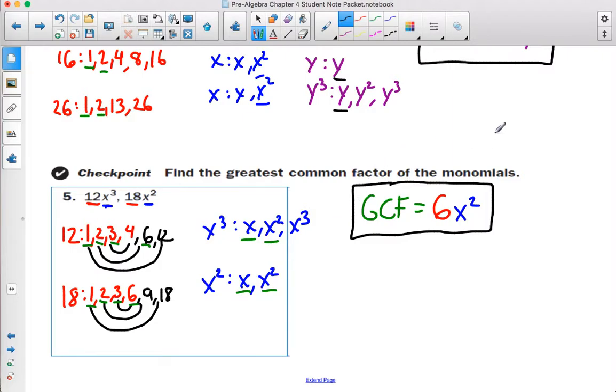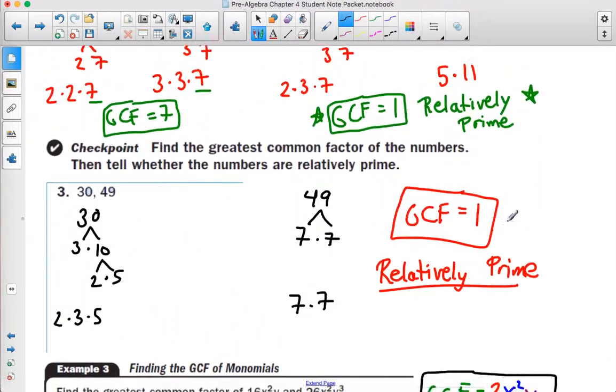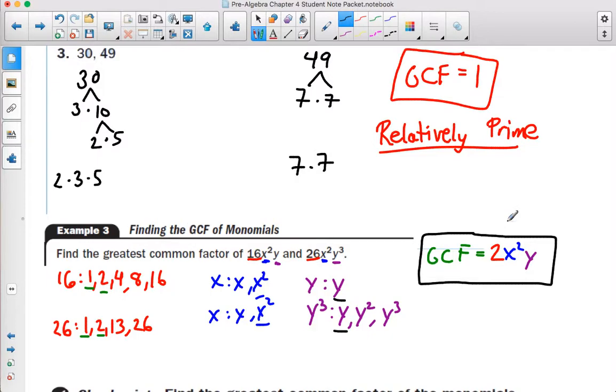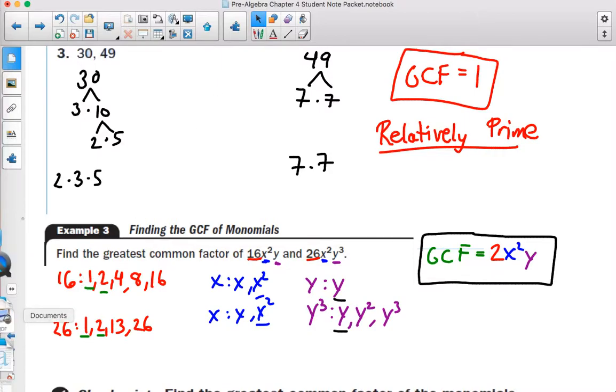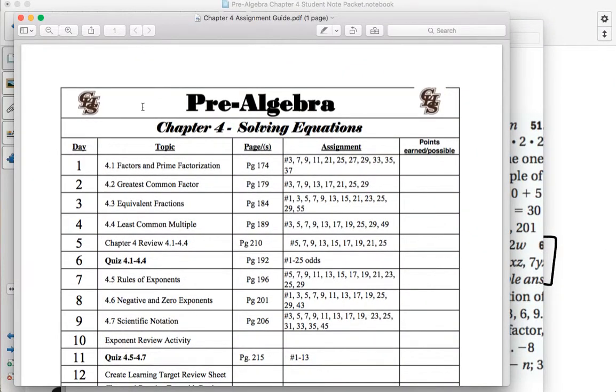That is the end of our notes for 4.2. So have those filled in. I'll check it to see how it went when I'm back. The last part then is going to be working on the homework. So for the rest of the day, you have time right now to be working on the homework. The homework is day 2 on the assignment sheet. It's on 4.2, greatest common factor. It's page 179. The numbers are 3, 7, 9, 13, 17, 21, 25, and 29.